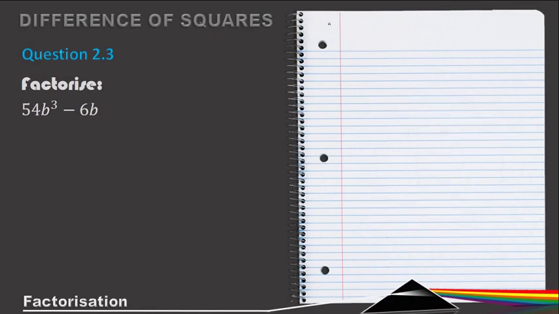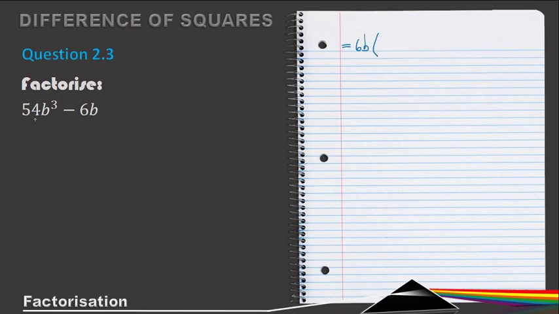Now for question 2.3, we have 54b cubed minus 6b. None of these are perfect squares, so this is another lesson that we need to know: whenever you're asked to factorize, always look for a common factor first. We can clearly see that there's a b in both that we can take out, and both 6 and 54 are multiples of 6. So the first thing we're going to do is just take out 6b.